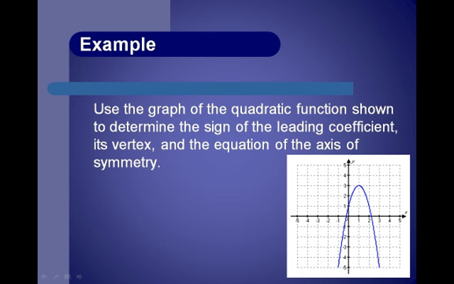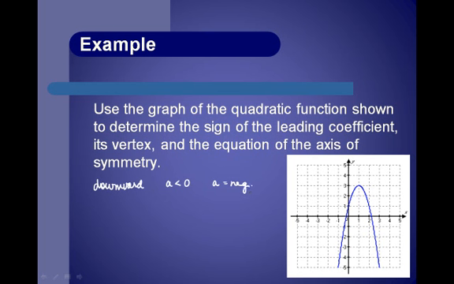Let's do an example. Use the graph of the quadratic function shown to determine the sign of the leading coefficient, its vertex, and the equation of the axis of symmetry. Well, because the parabola is opening downward, we know that the leading coefficient is negative. So we're going to write a is less than 0, which means that a is a negative number.